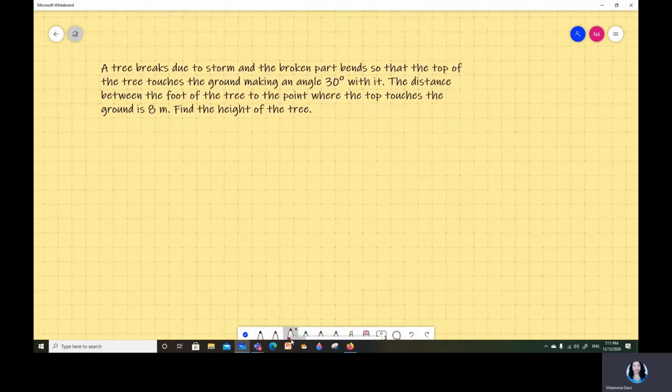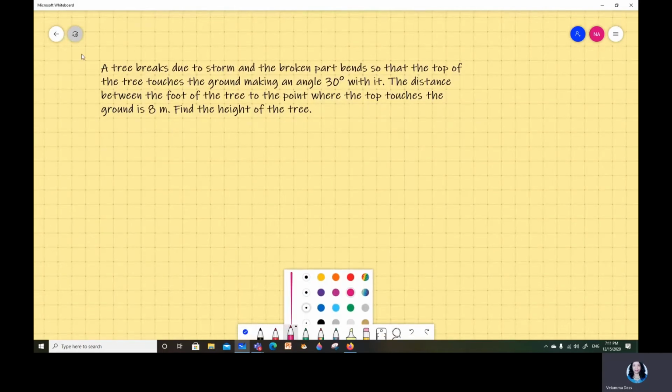It's given a tree breaks due to storm, and the broken part bends so that the top of the tree touches the ground, making an angle of 30 degrees with it. The distance between the foot of the tree to the point where the top touches the ground is 8 meters. Find the height of the tree.